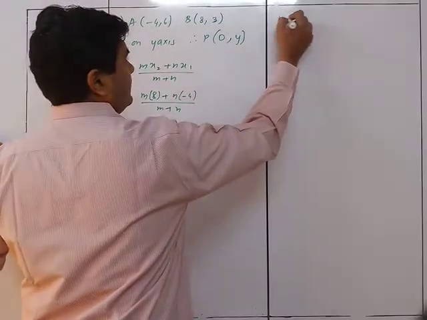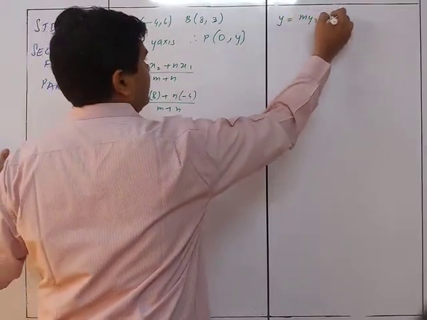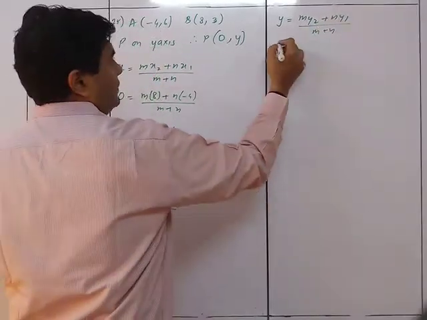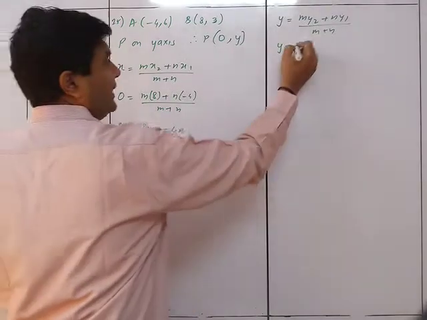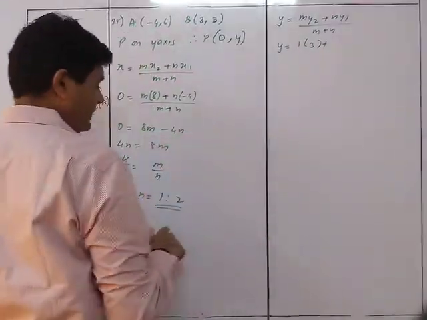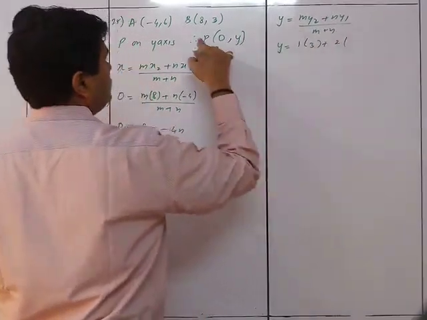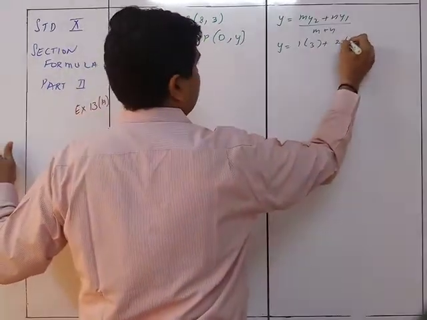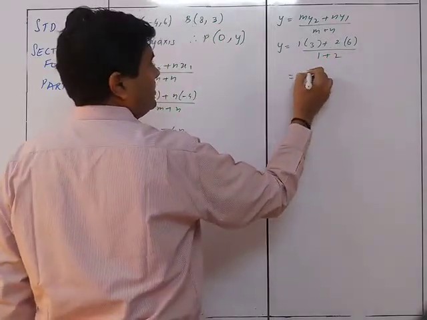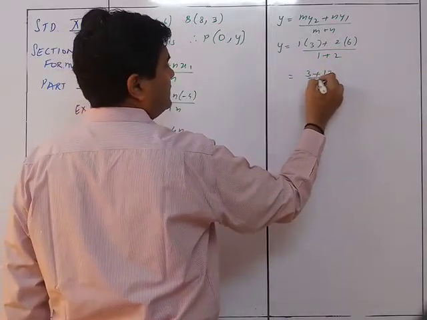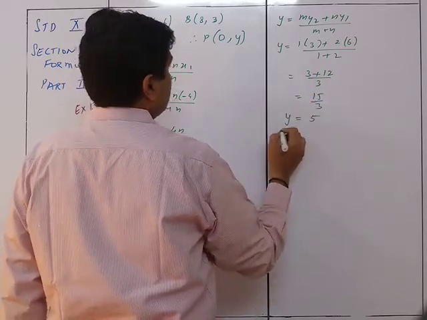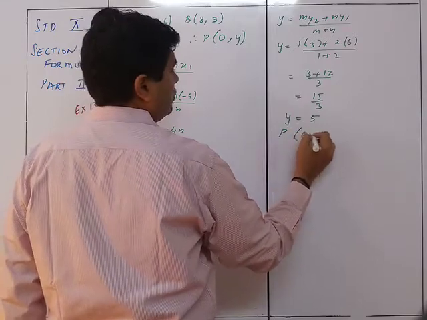Now we place this value in for the next part. y equals (m y2 plus n y1) upon (m plus n). So y equals 1 into 3 plus 2 into 6, upon 1 plus 2. That's going to be 3 plus 12 upon 3, which is 15 upon 3. So y equals 5. So P is (0, 5).